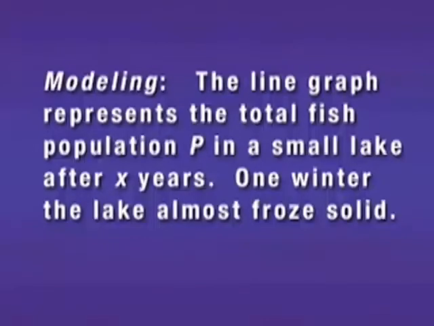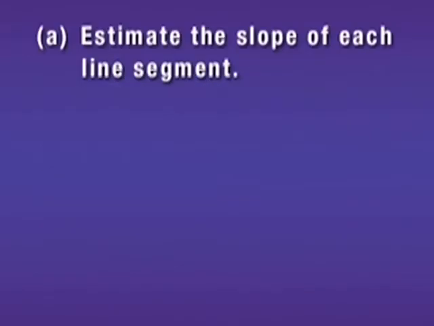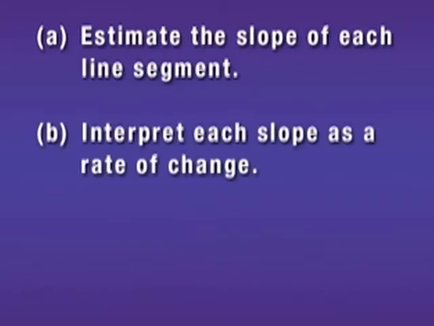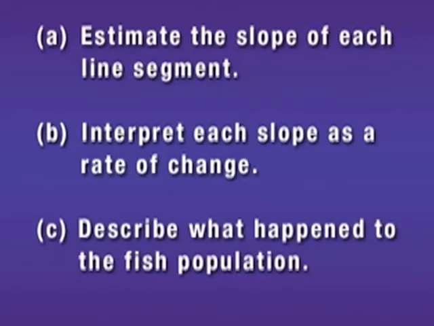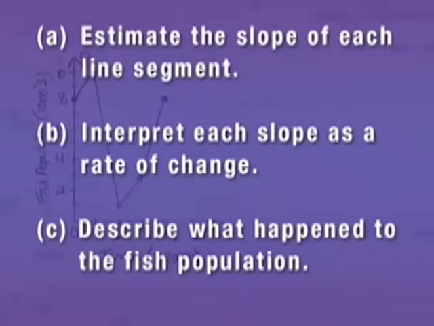The line graph represents the total fish population, P, in a small lake after X years. One winter, the lake almost froze solid. Part A, estimate the slope of each line segment. B, interpret each slope as a rate of change. C, describe what happened to the fish population.